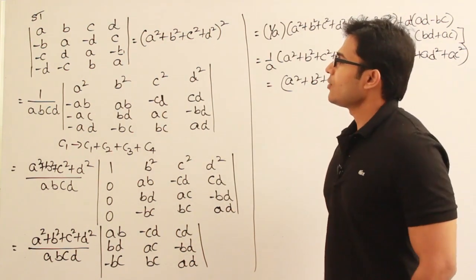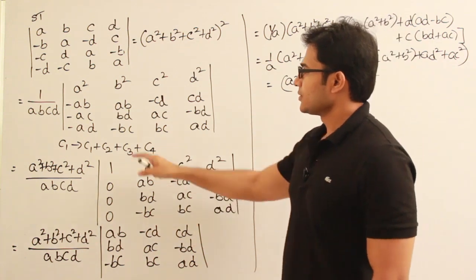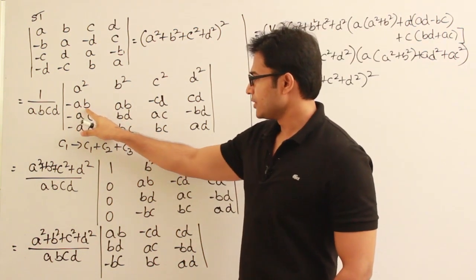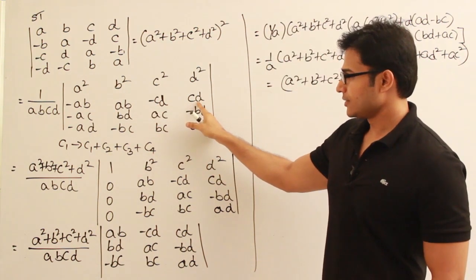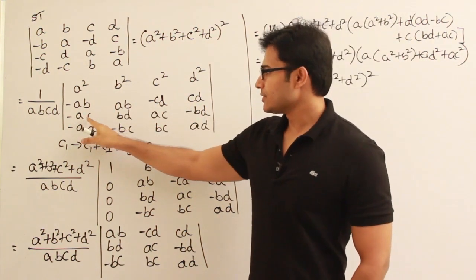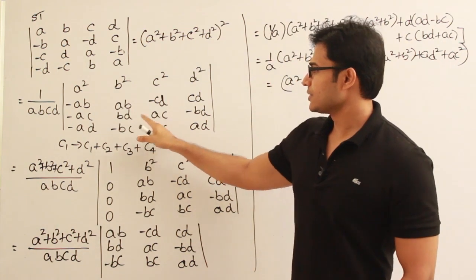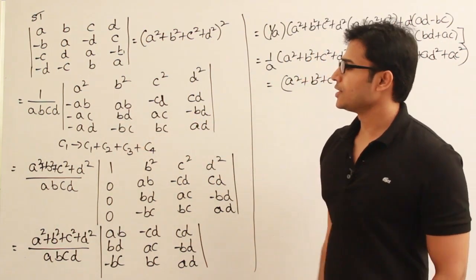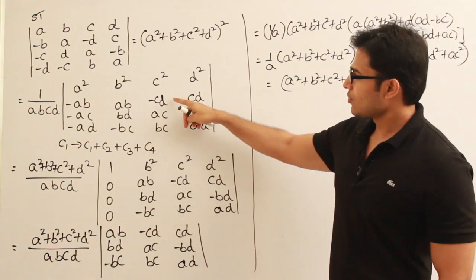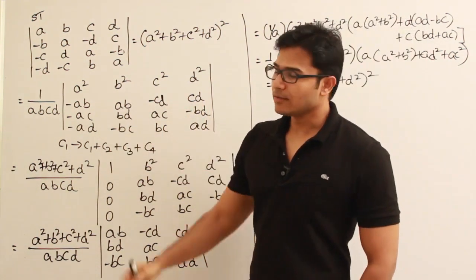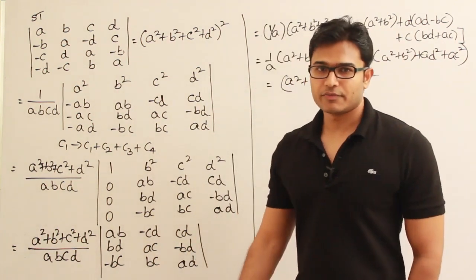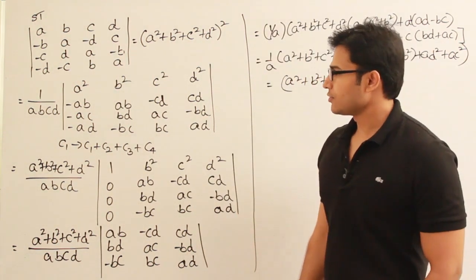Now if you observe this, here there is AB and here there is minus AB, and here there is minus CD, and here there is CD, right? And similarly here there is minus AC, here there is plus AC, here there is plus BD, and here there is minus BD. So if you observe row 2, row 3 and row 4, if I sum up all these elements, the result is going to be 0, right? That is what I am trying to do.